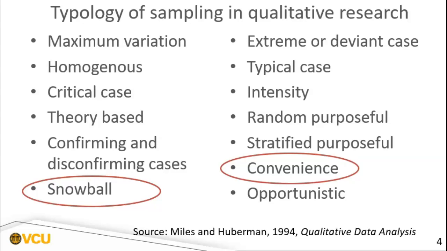Snowball sampling is a non-probability sampling method used when characteristics to be possessed by study participants are difficult to find or the population of interest is difficult to reach.